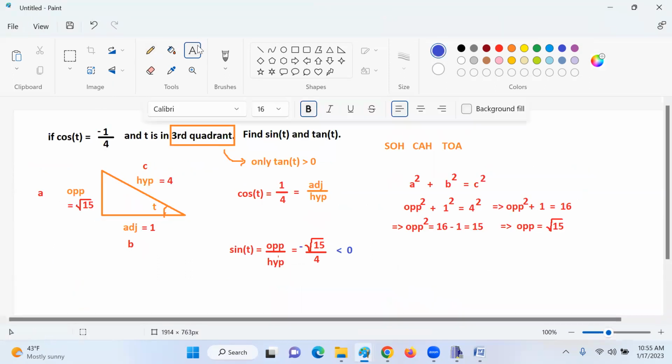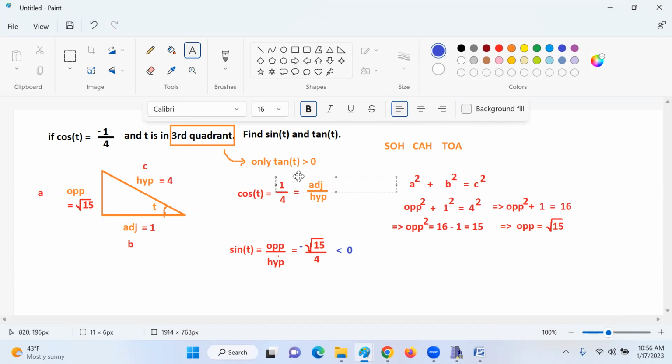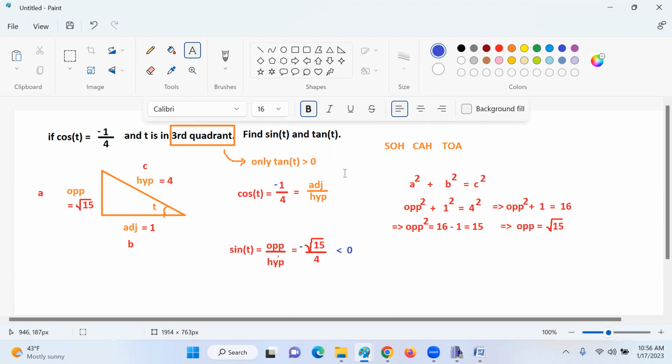So come back to the question that we have here. On the third quadrant, only tangent is positive, the other things will be negative, right? So the cosine is 1 over 4, actually negative 1 over 4. But since we put it in terms of trigonometry in the right triangle, we have to make that positive. In other words, the cosine is negative. In terms of side length, that doesn't make sense, but in terms of the unit circle, this is where we need to figure out the signs. So the sine of t will be negative radical 15 over 4.